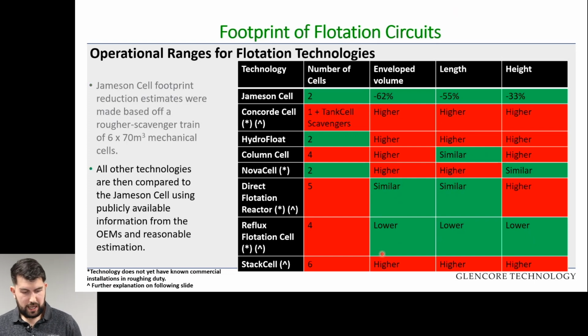And what we found was that the Concorde cell, the Hydrofloat, the column cell, and the NovaCell came in higher, as well as the StackCell, where your frothless cells did come in either similar or lower. And we will have a bit more of an explanation on the following slides on why that's the case.